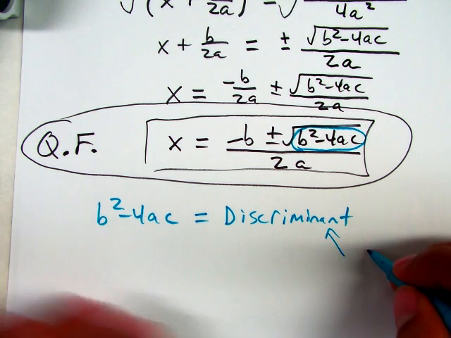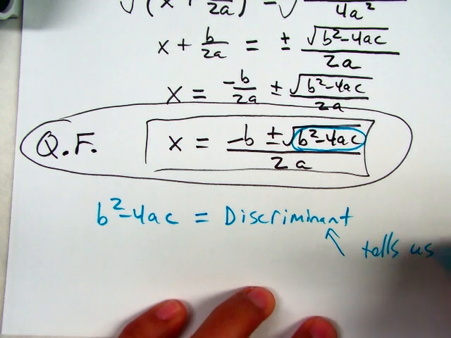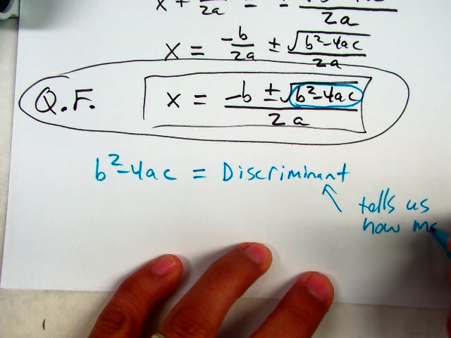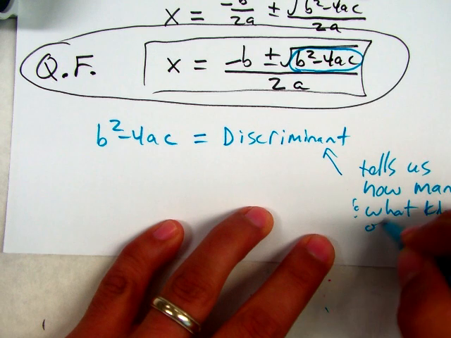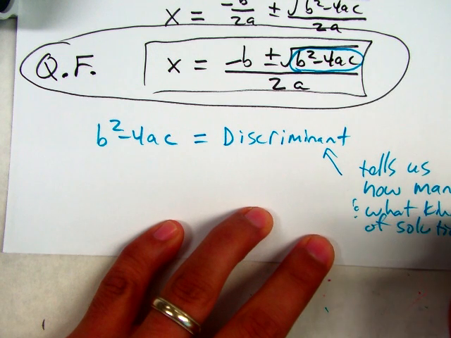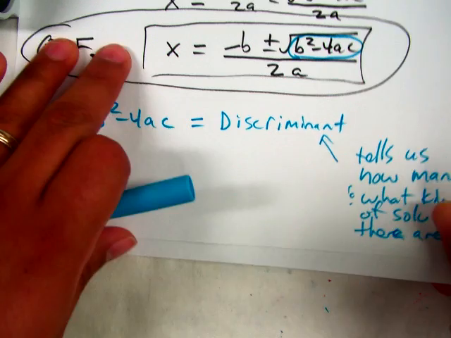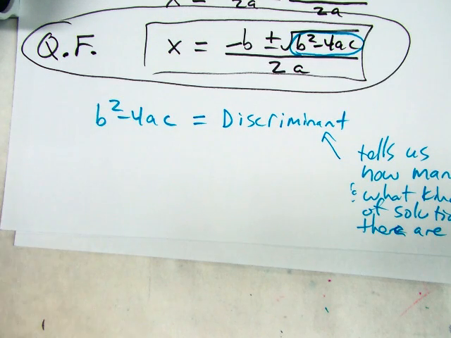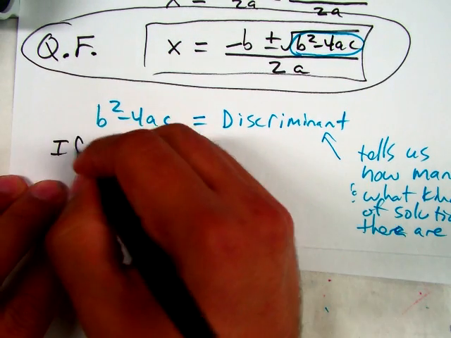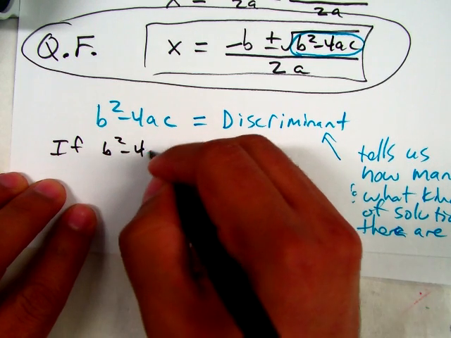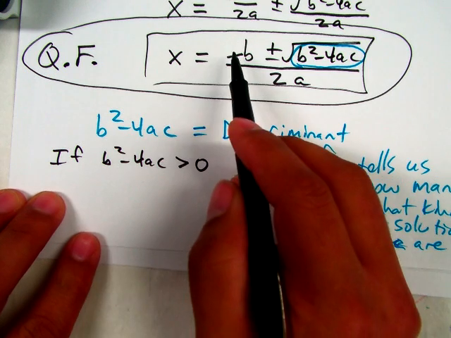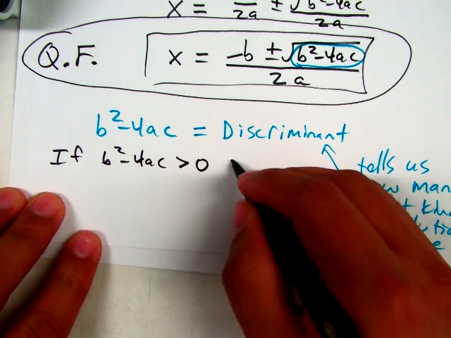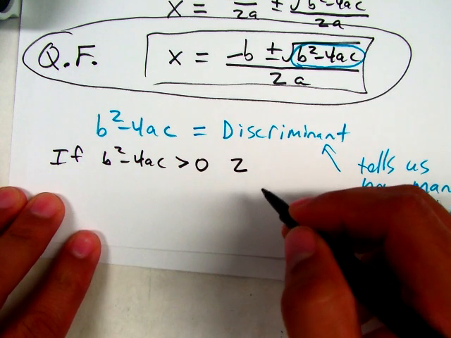The discriminant, if we know what that is, tells us how many and what kind of solutions there are. For instance, if b squared minus 4ac is positive, then that's going to give us how many answers? 2, and are they real or imaginary? Real. 2 real answers. Good.